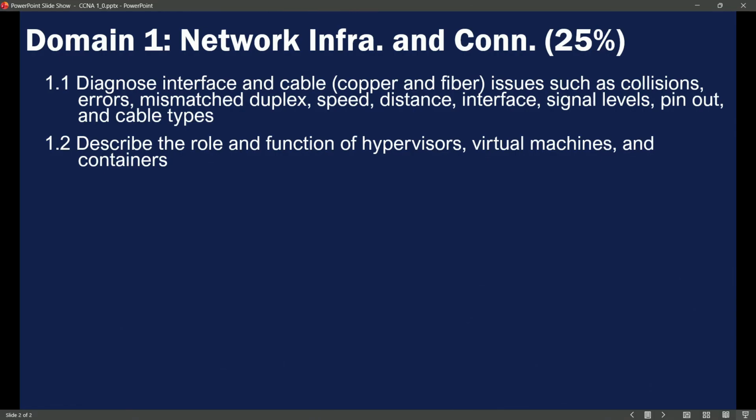But look at Objective 1.2. It's not troubleshooting based, right? So Objective 1.2 is not troubleshooting based. It's more of just a standard. Do you know what a hypervisor is? Do you know what a virtual machine is? Do you know what a container is?